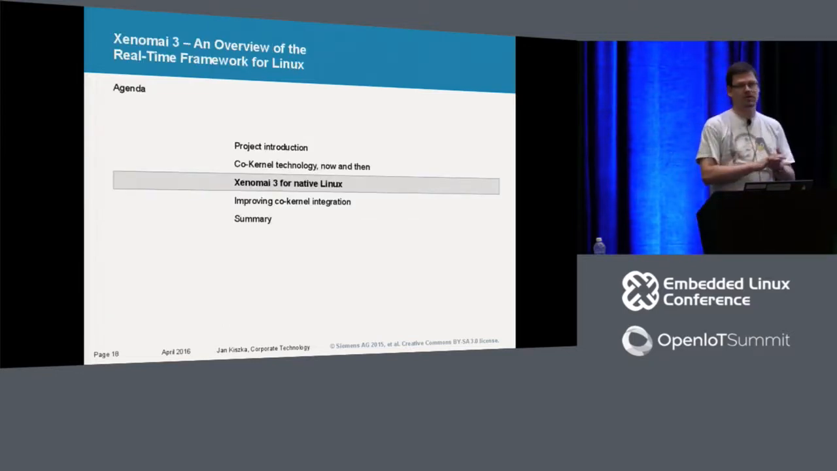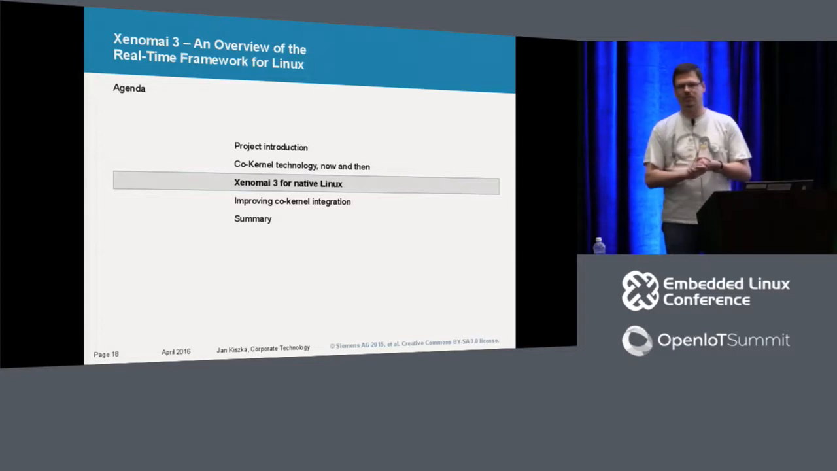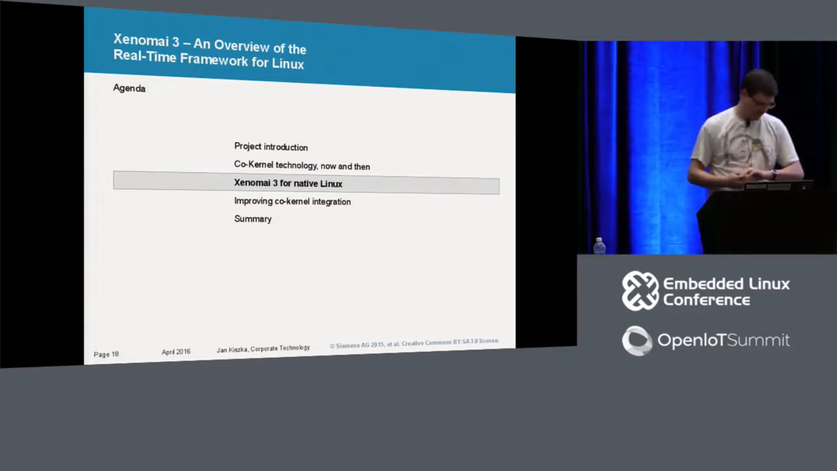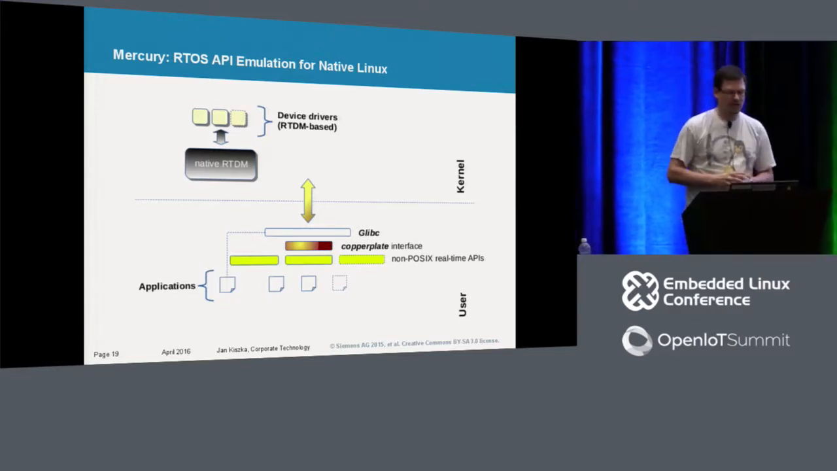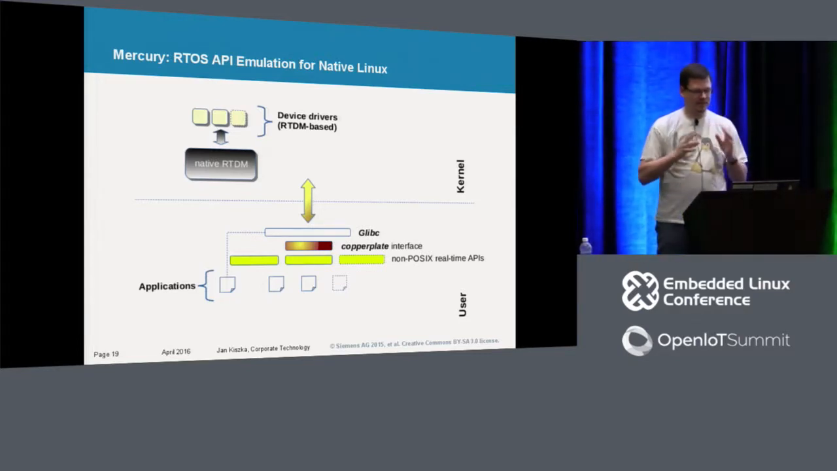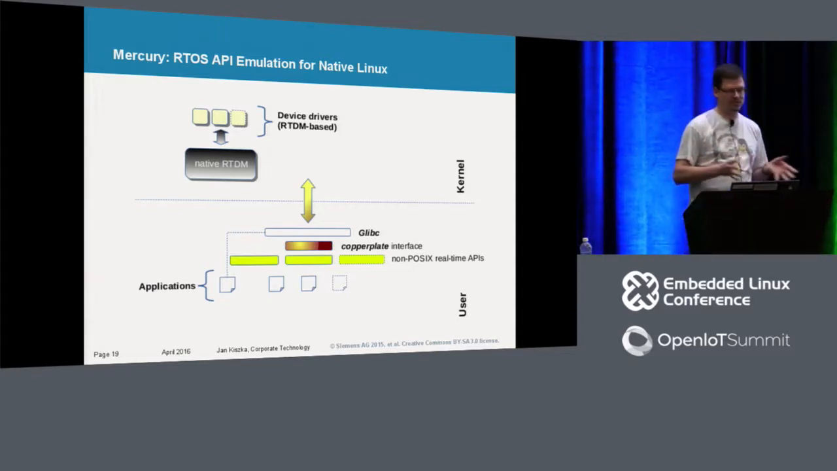So I talked a lot about the co-kernel side now, but as I said, there's now also Xenomai 3 for native Linux. So let's have a look at this. The idea behind it is that we don't change the kernel anymore for this. Well, this is native. Instead, we use basically the POSIX environment of glibc, or whatever glibc you have, and place a layer on top that now enables, on this environment, the implementation of RTOS skins. That's as simple as it looks, and it works quite well.